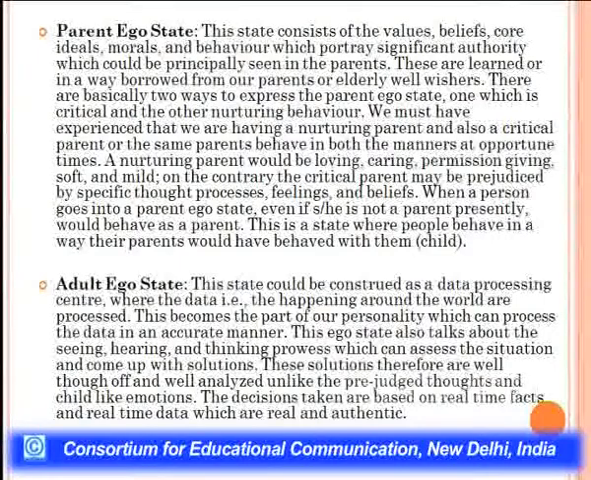This state consists of the values, beliefs, core ideas, morals, and behavior which portray the authority which could be principally seen in the parents, and these are learned or in a way borrowed from our parents or elderly well-wishers. There are basically two ways to express the parent ego, one which is critical and the other which is nurturing behavior. We must have experienced having a nurturing parent and also a critical parent, or some parents behave in both manners at opportune times. A nurturing parent could be loving, caring, permission-giving, soft and mild, and in contrast, the critical parent may be prejudiced by specific thought processes, feelings, and beliefs.